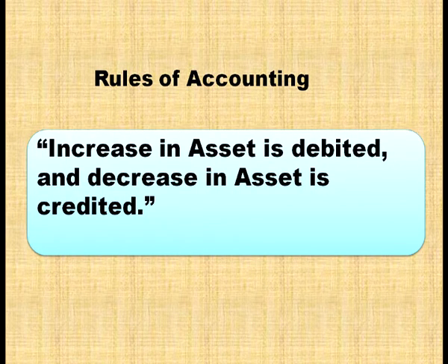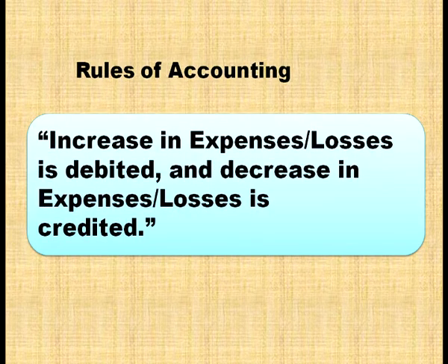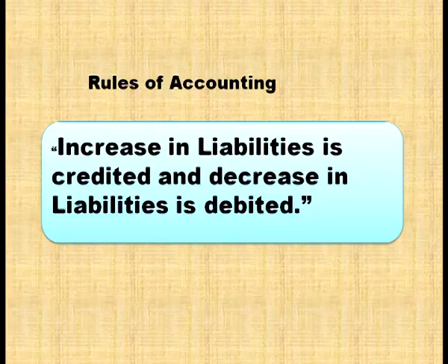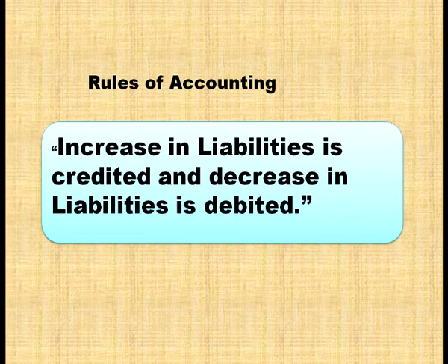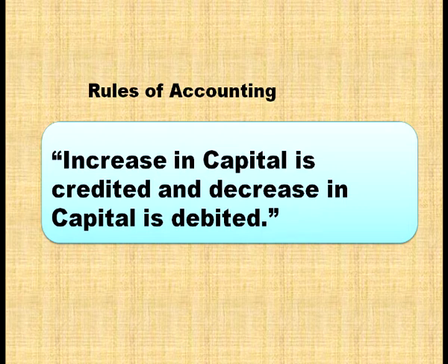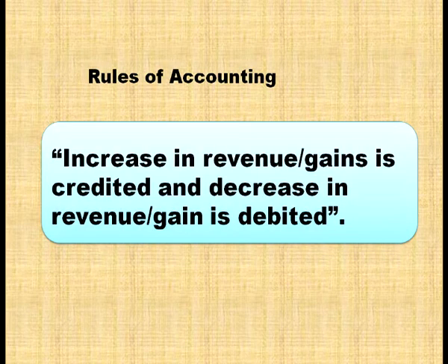Increase in asset is debited and decrease in asset is credited. Increase in expenses or losses is debited and decrease in expenses or losses is credited. When we are discussing about liabilities, this is the rule. Increase in liabilities is credited and decrease in liabilities is debited. Increase in capital is credited. Decrease in capital is debited. Increase in revenue is credited. Decrease in revenue is debited. Either revenue or gains, when it is increased, it is credited. Either gain or revenue, when it is decreased, it is debited.